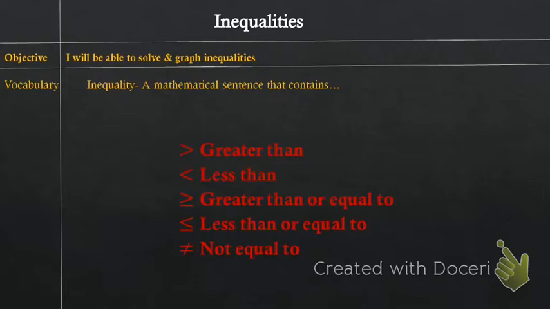Okay, here's your vocabulary. Remember, you have your greater than sign. The less than sign kind of makes an L. That's how I at least can tell the difference between the two. You have greater than or equal to, and then less than or equal to, and then not equal to.